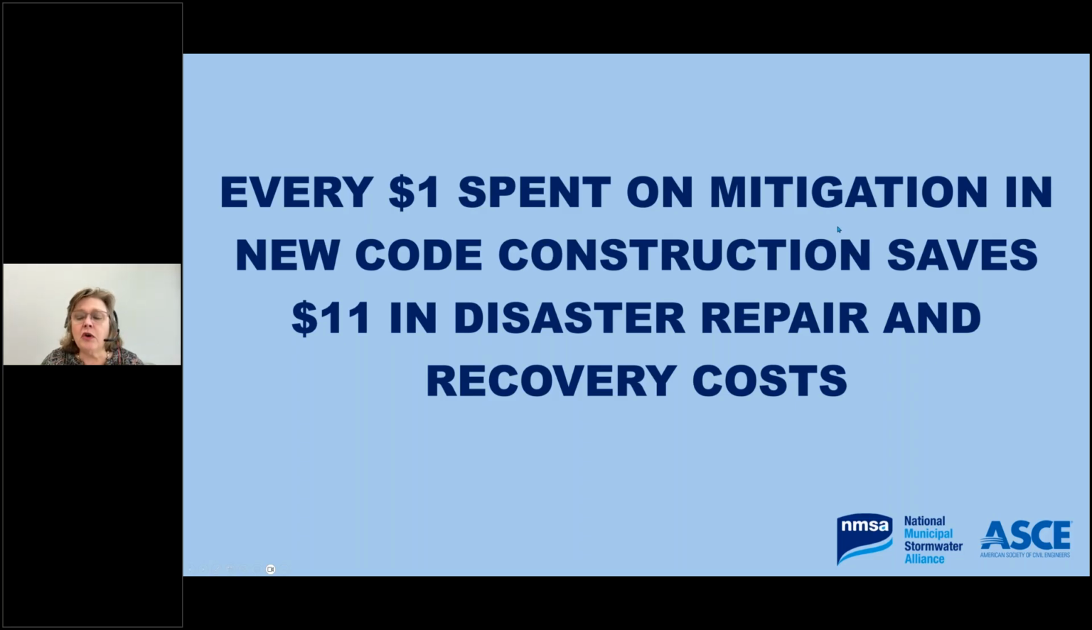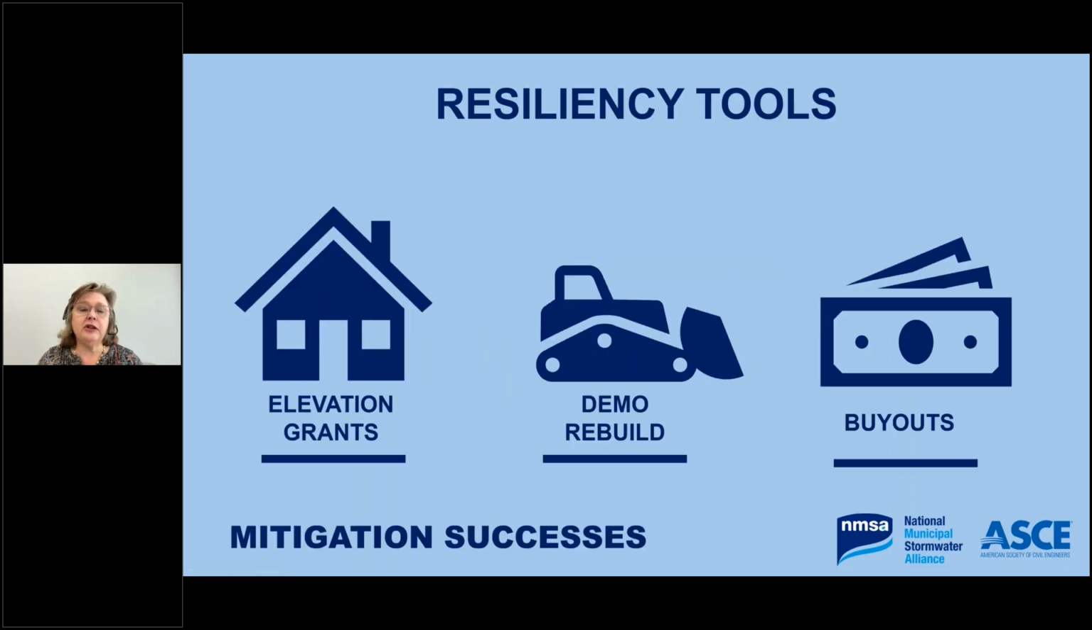So in Houston, what were the resiliency tools that we used on a daily basis? We used elevation grants, and I know that some of those may not be available moving forward. We used the concept of demo rebuild, whether it was a grant or whether it was self-funded. And then in some cases, we used buyouts. So let's jump on to the next one.